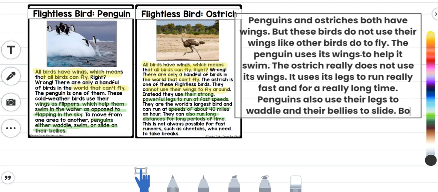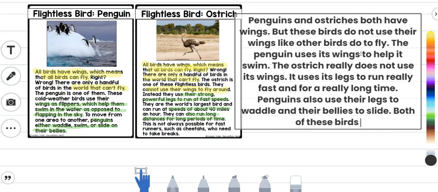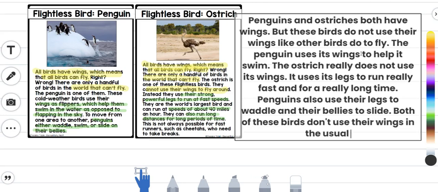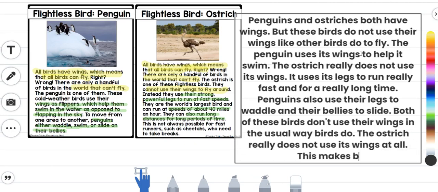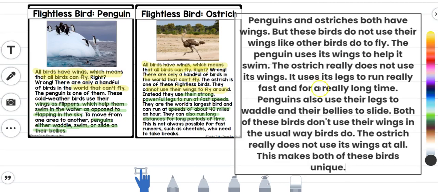Both of these birds don't use their wings in the usual way birds do. The ostrich really does not use its wings at all. This makes both of these birds unique. That just means different from other types of birds.